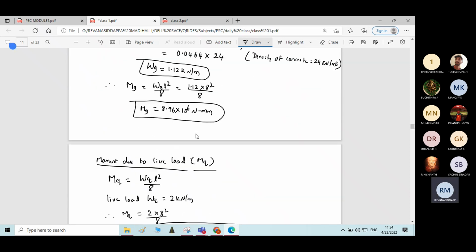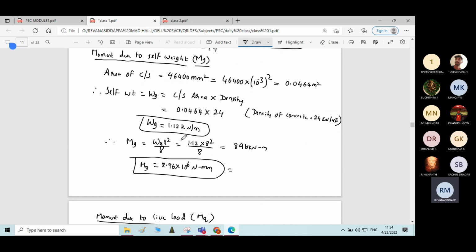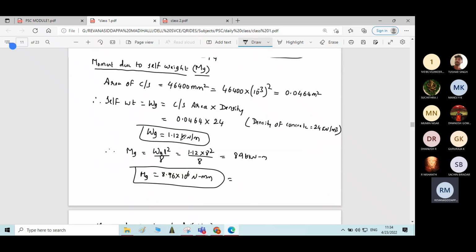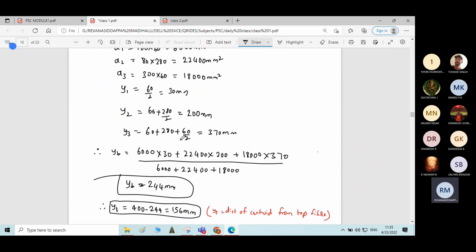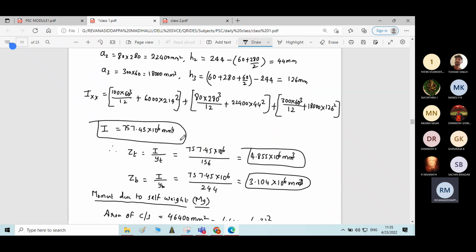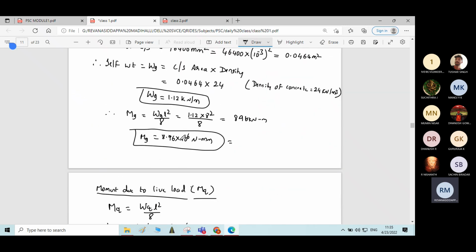Let me write the moment due to sulfate in terms of Newton millimeter only. So you will get 8.96 kilonewton meter, which in terms of Newton millimeter is 8.96 into 10 power 6 Newton millimeter. Now, I think we got all the required parameters to calculate the resultant stresses. We know the prestressing force P, area of cross section, eccentricity, section modulus, moment due to sulfate, and moment due to live load.